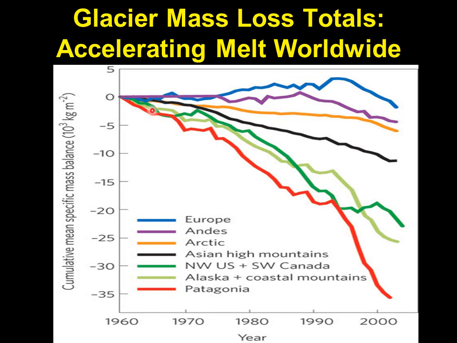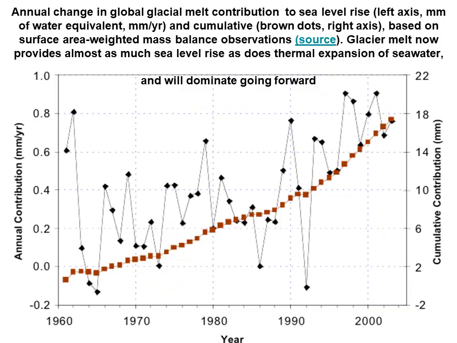Patagonia is the worst. Europe had actually been not too bad for a while, but as of 1992 maybe, it's now joining the rest in accelerated melt. And this is an annual contribution from glacial melt, so this is not taking into account the rise in sea level due to thermal expansion. This is just the ice coming off the glaciers, and clearly that's accelerating.